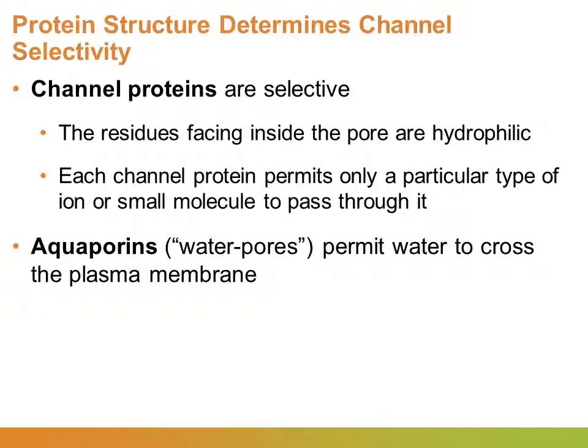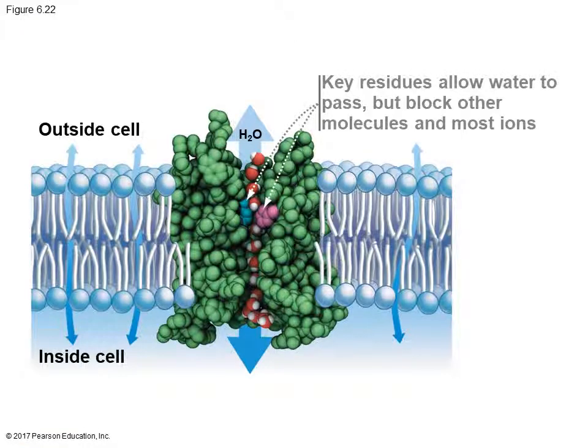Channel proteins are selective, so each protein is meant for the movement of one ion or one particular type of molecule. Each channel protein permits only a particular type of ion or small molecule to pass. One of the most famous channel proteins are aquaporins. They allow water to move across the plasma membrane, because keep in mind, water is charged. Here's an example of an aquaporin. Notice that water is moving across the plasma membrane, and an aquaporin only allows water to move across.